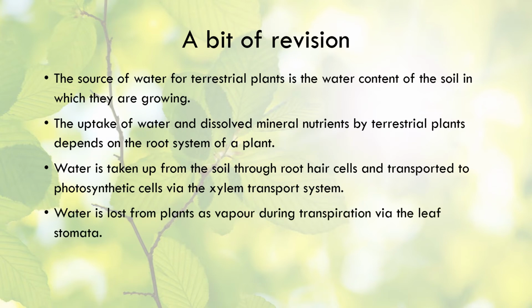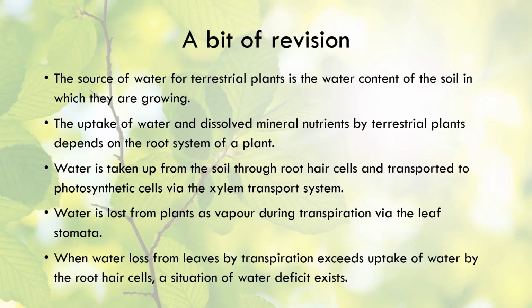Water is then lost from the plants as vapor, and that's your transpiration that occurs in the leaf through the stomata. It's that capillary action that draws the water up through the plant and then releases it via evaporation in the leaf. So that's our whole transpiration process. When water lost from the leaves by transpiration exceeds the uptake of water by the root hairs, we have a situation of a water deficit. If too much water is released from the leaf in transpiration and not enough is coming up by the root hairs, we end up with a problem: a water deficit.